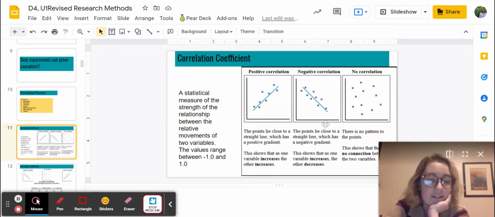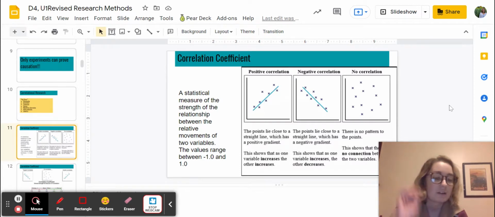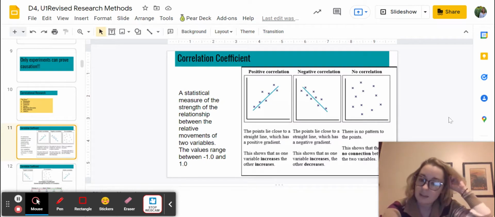And then no correlation would mean that there's no connection at all between these two variables. So, right, in the scatter plot, you don't see any connection. They're all over the place. It's just scattered. There's no connection. So that means that in my example, there's no relationship between liking pasta and being Italian.